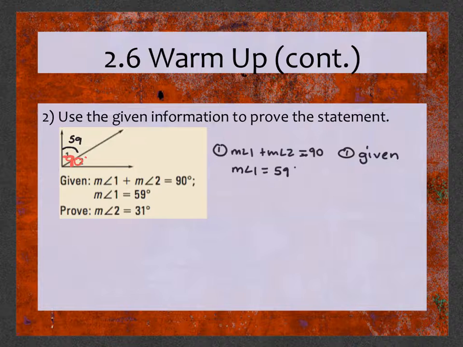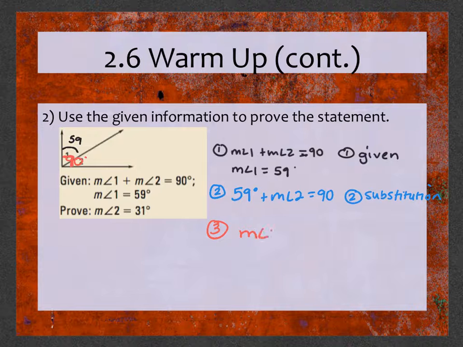So how would I get that the measure of angle 2 is 31 degrees? Substitute the 59 for the measure of angle 1. So I can say 59 degrees plus the measure of angle 2 equals 90. And that's substitution. Now what? Subtraction. And I get the measure of angle 2 equals 31 degrees. Subtraction property of equality.